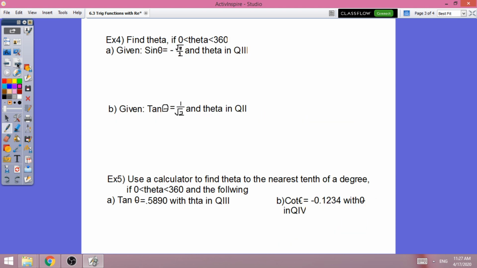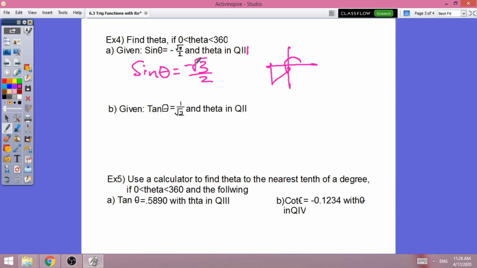The next one, you want to find theta, if theta is between 0 and 360, given that sine of theta is negative root 3 over 2. Let me rewrite it. Sine of theta is negative root 3 over 2, and theta is in quadrant 2. Well, it's supposed to be quadrant 3. That's another one right here. So quadrant 3, draw the diagram, bounded this way.